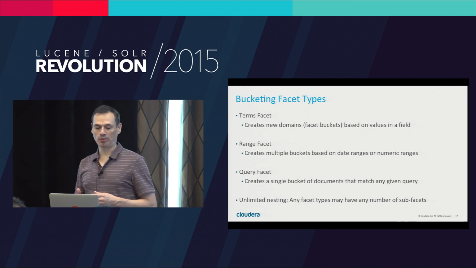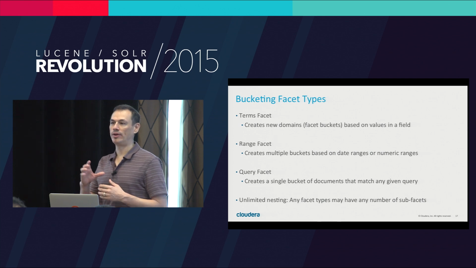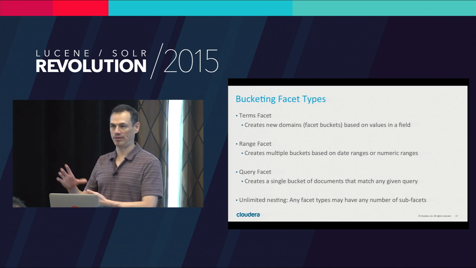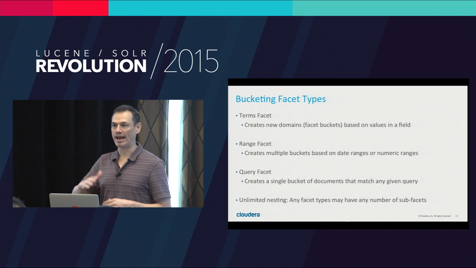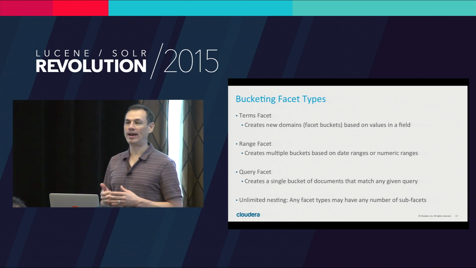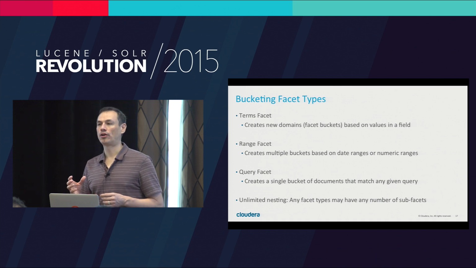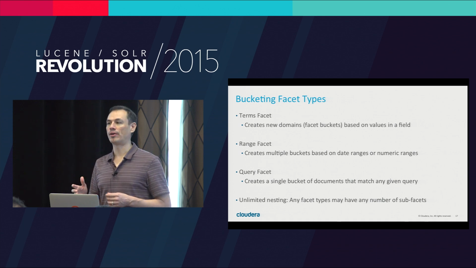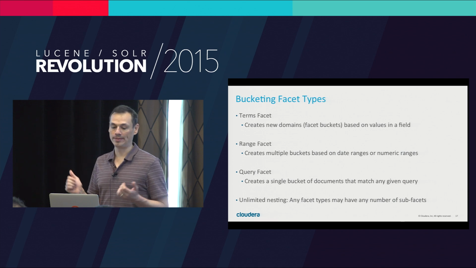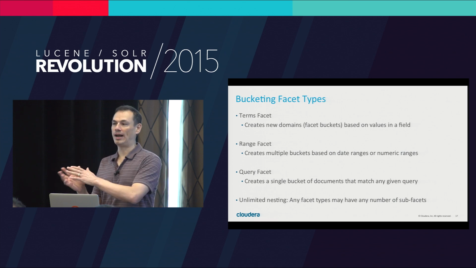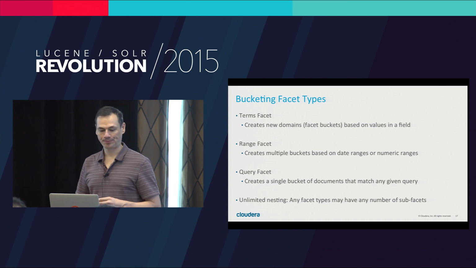Range facet is pretty self-explanatory, I think. It just creates ranges on either date fields or numeric fields. You give it a start and end and a gap, and it creates buckets based on ranges. And query facet is interesting. It basically creates a single bucket of things that match an arbitrarily complex Lucene query. So whatever you can express as a query, you can refine your data based on that.